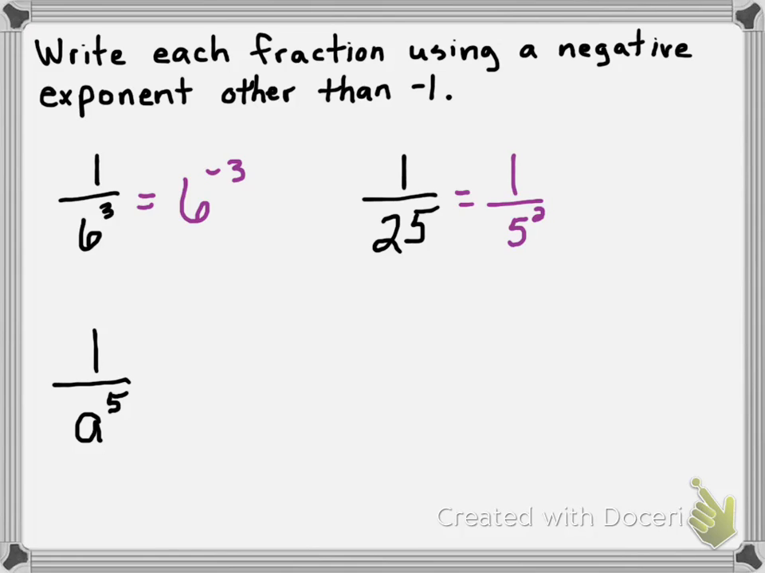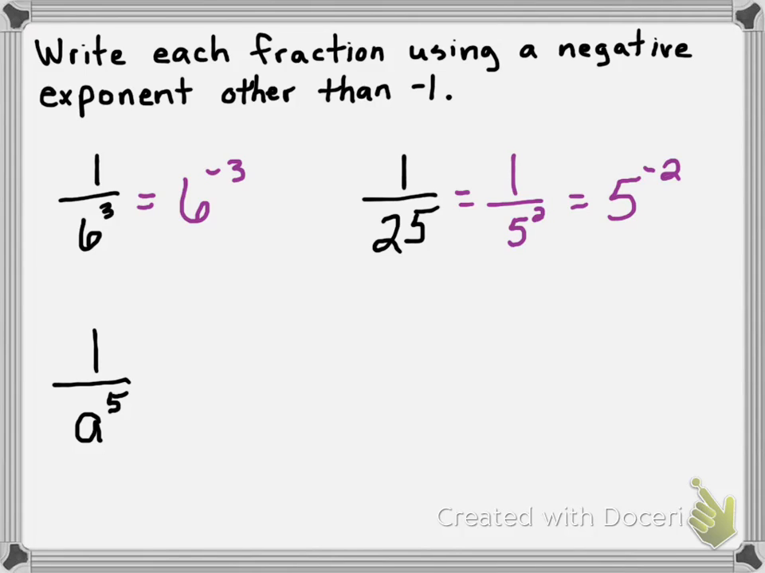Okay, so now I have 1 over 5 squared, 5 to the second power, positive second, but I need it to be negative. So if I need to change this sign, I need to change the position, which is going to give me 5 to the negative second power.